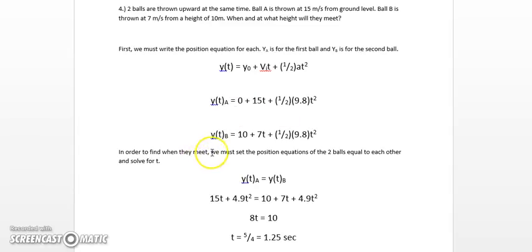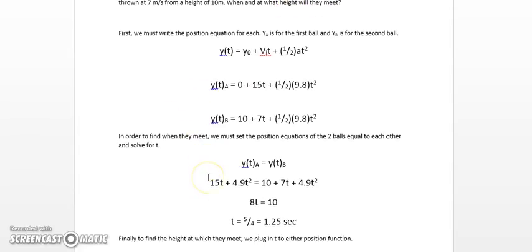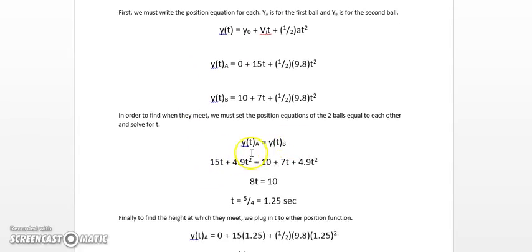Now for ball B, the height y of t for B is 10 because it starts at a height of 10, plus 7, its initial velocity, times t, plus 1/2 times 9.8 again, t squared. Now because these are the height equations and we're solving for when they will actually meet, all we need to do is set them equal to each other.